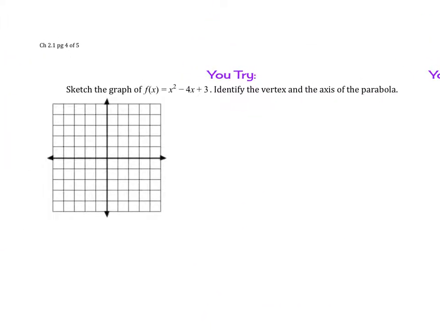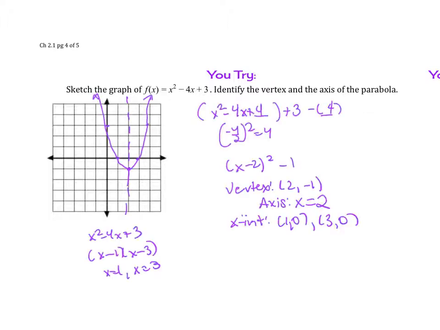Sketch the graph of x squared minus 4x plus 3. Identify the vertex, the axis of the parabola, as well as the x-intercepts. So if you tried it out using the completing the square method, you would have gotten this function. The vertex is at (2, -1). Our axis is at x equals 2. If you factored it out, you would have found the x-intercepts to be (1, 0) and (3, 0). And so here is the graph.